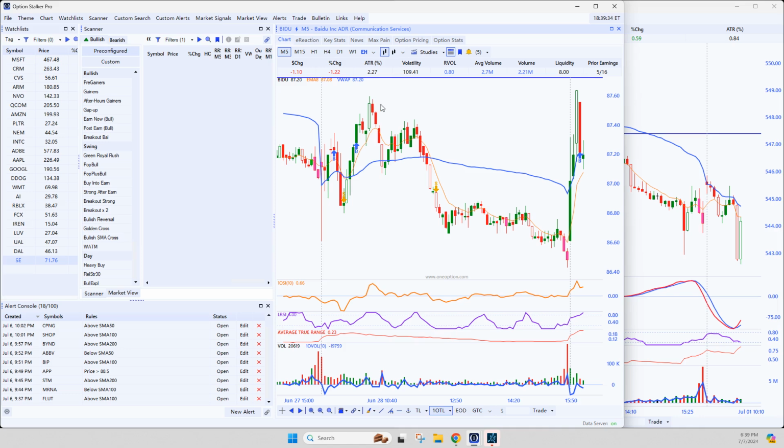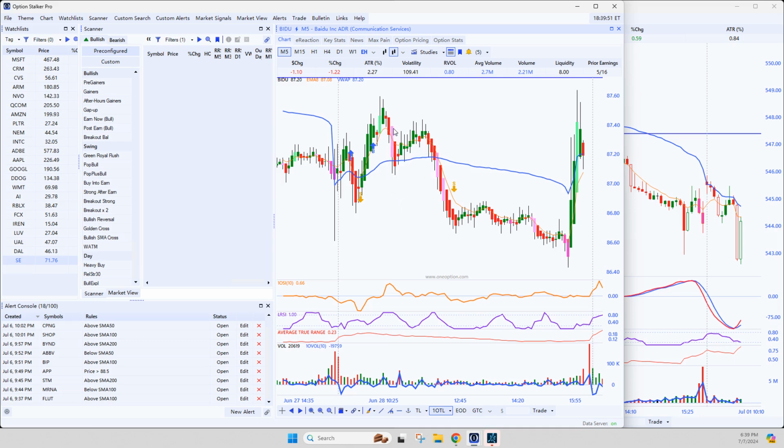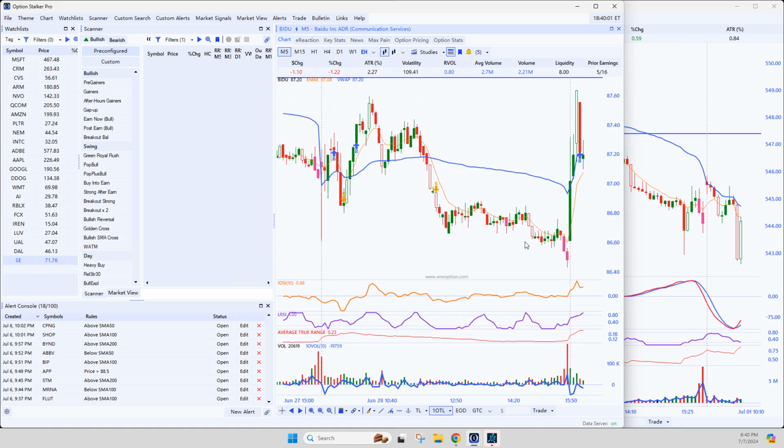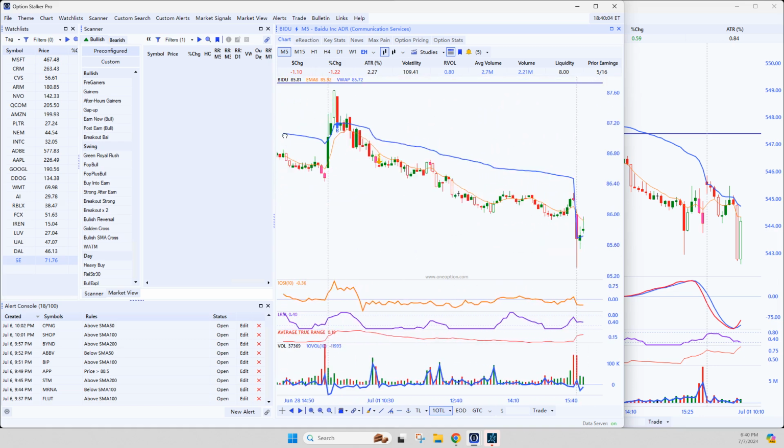So again, my entry here wasn't the best. I guess it was a good entry just based off luck, but I wasn't entering on technical reasons as I should have been. I really should have waited for a possible HA reversal, which probably would have got me in right here instead of over here. So it was a little early, but throughout the day, a slow grind lower.